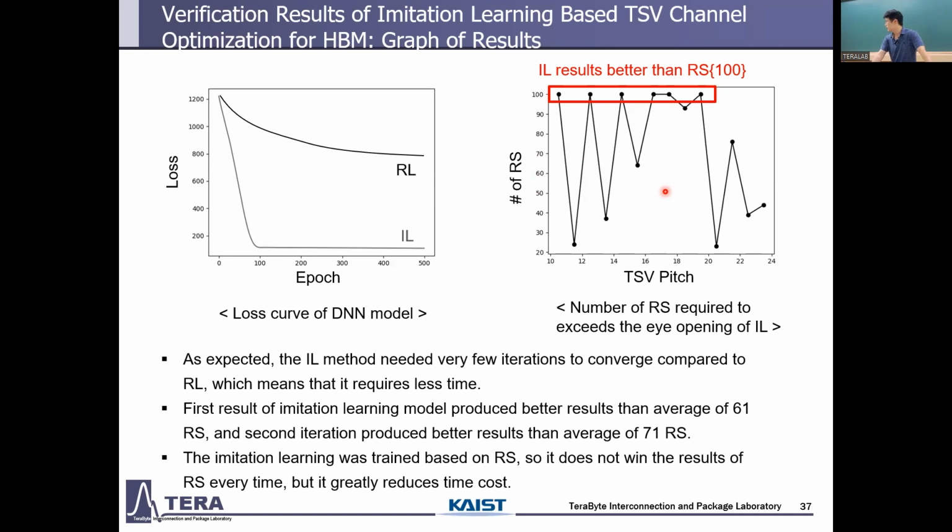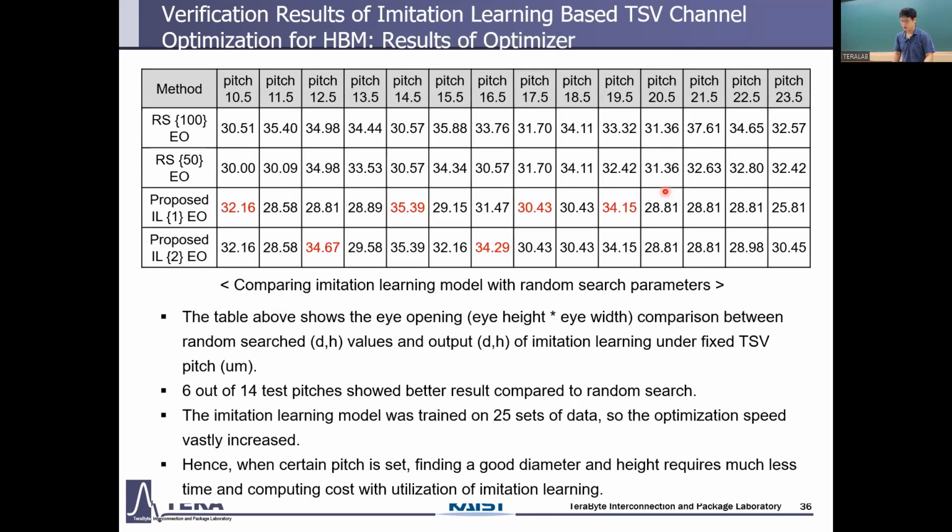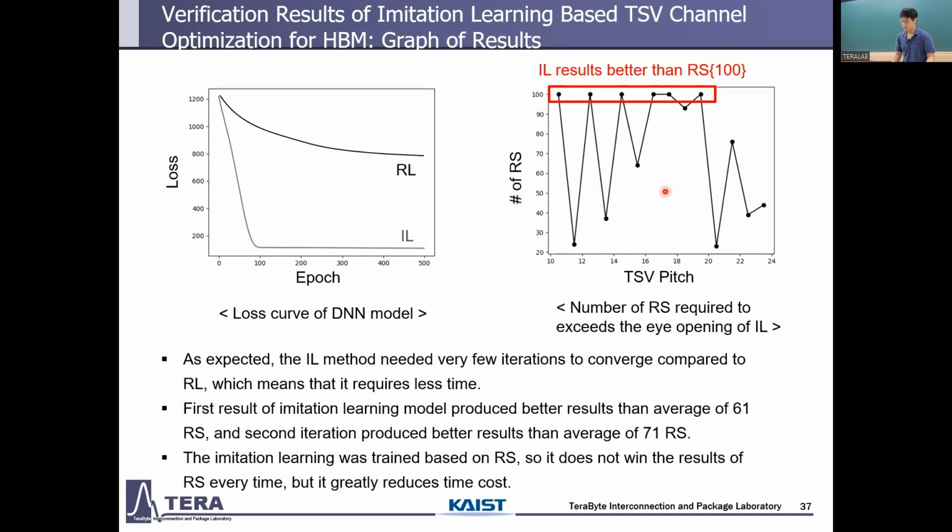When we run it the second time, we get better results than the average of 71 random search. So the imitation learning was trained based on random search. It doesn't beat the performance of random search every time, but it greatly reduces the time cost. And I forgot to mention that for this imitation learning method, when we get the diameter and height, I run it in the real ADS, so it's real data, not estimated data. So it is a plausible conclusion.